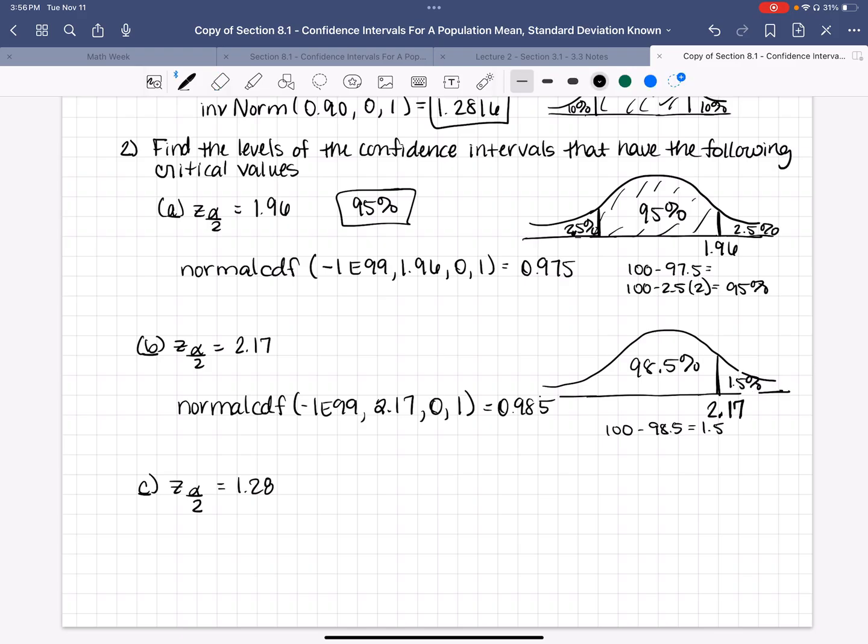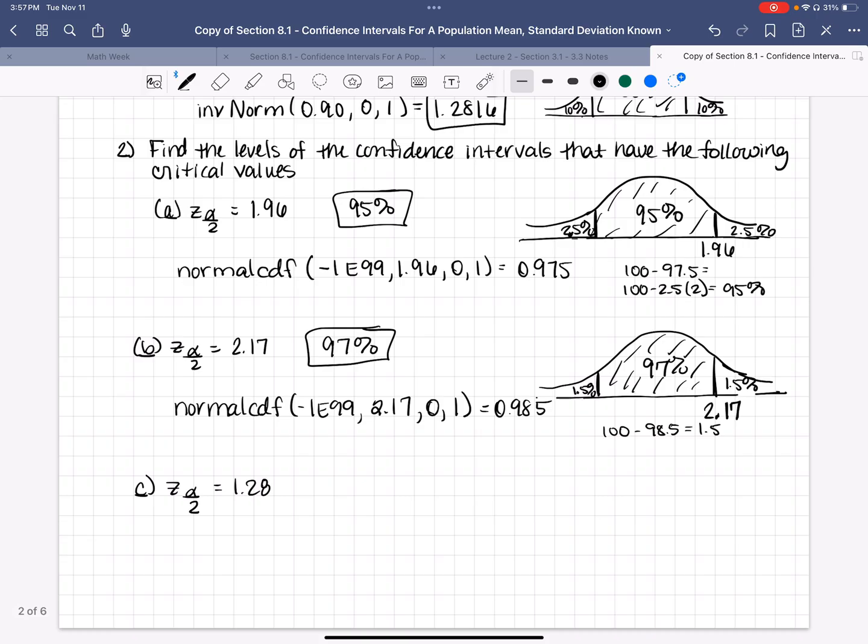Well, if that little chunk is 1.5%, then this means this chunk down here has to be 1.5%. Added together, they make 3%. So this is a 97% confidence interval right here. Okay. Yeah, and that was actually what we wanted.